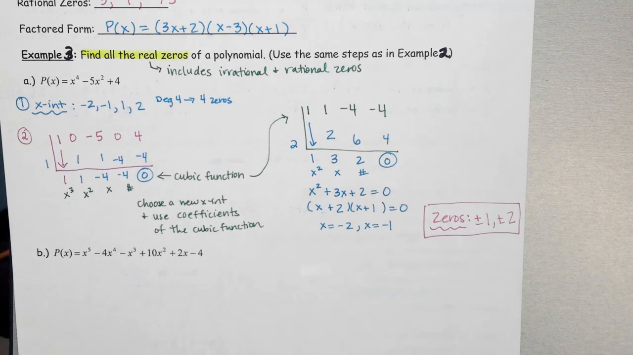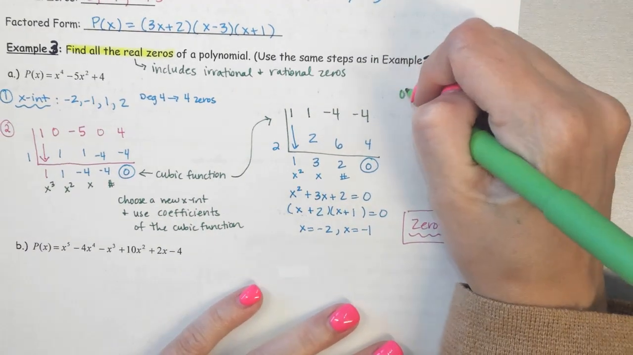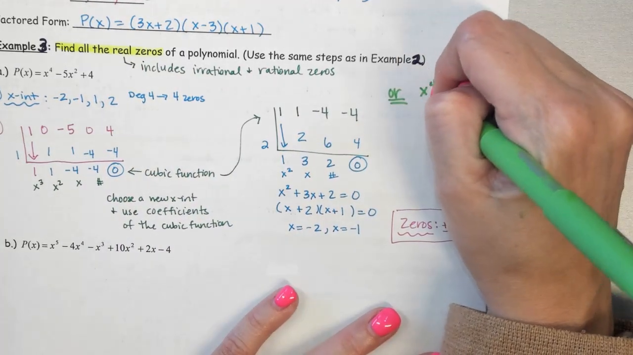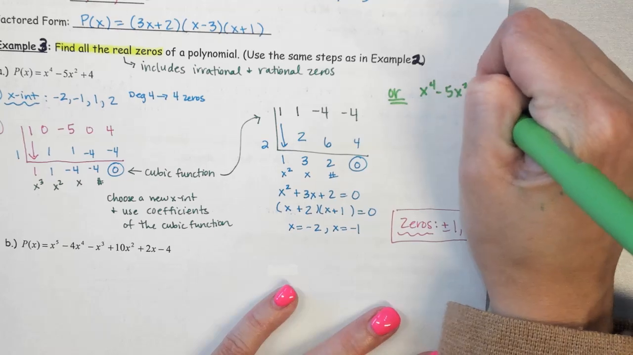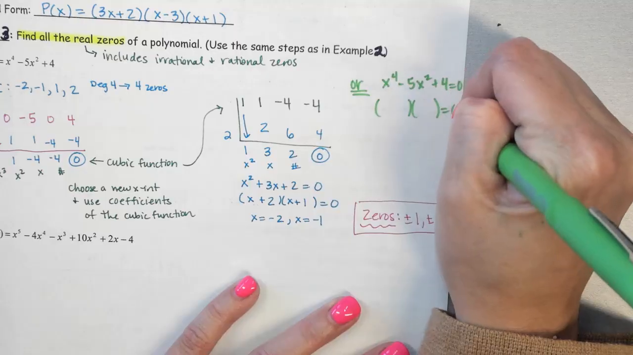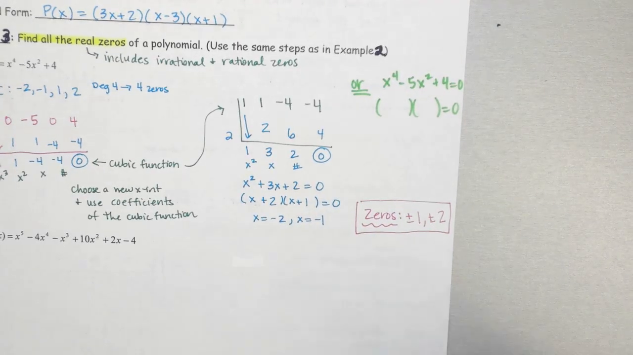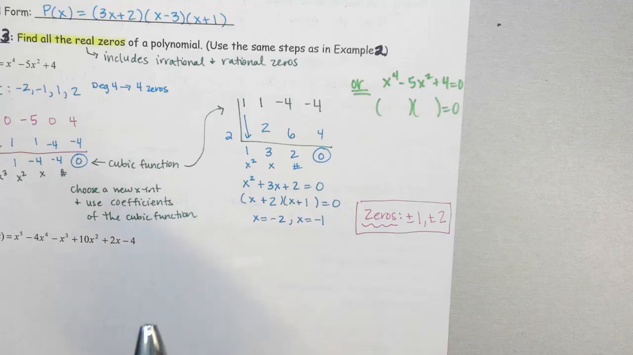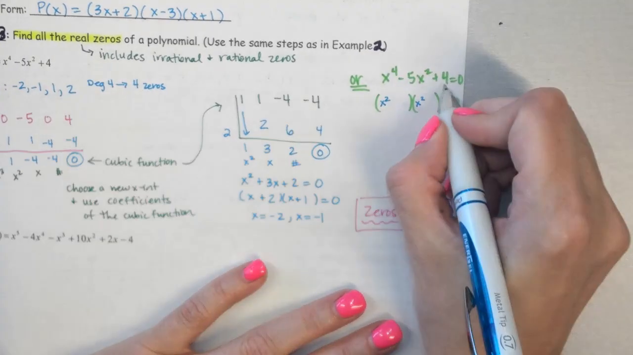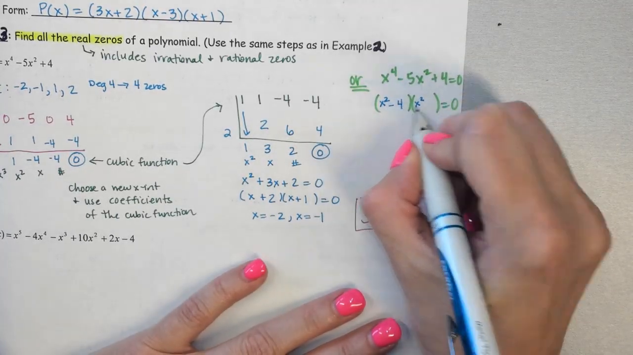Now something else you could do, and I'm just going to show you one more method for this because there are a couple of other ones, which is why I wanted to show you this one. Or if you can factor this right away, x to the 4th minus 5x squared plus 4 equals 0, you can do that. What times what is going to be x to the 4th? x squared and x squared. Multiplies to 4, adds to -5.